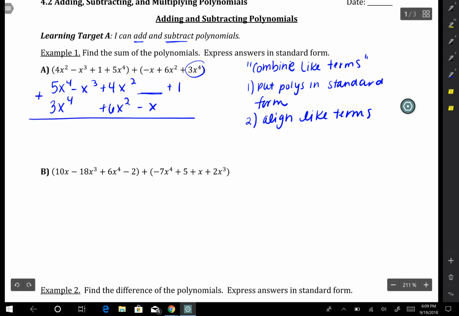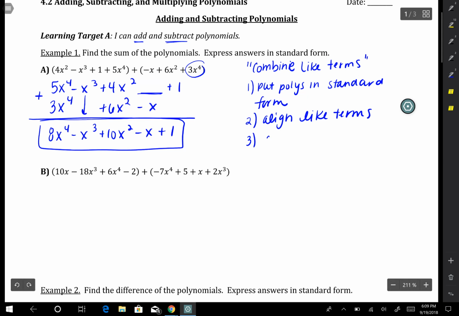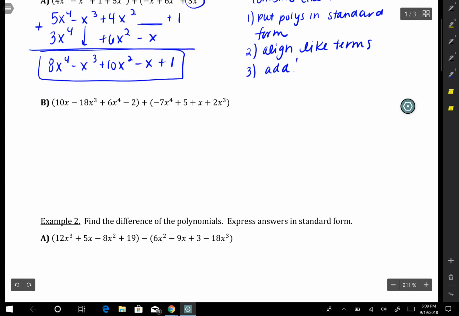So now I'm just going to add these vertically since I already aligned the like terms. So I have 5x to the fourth plus 3x to the fourth is 8x to the fourth. Then I can just bring down my negative x cubed. 4x squared plus 6x squared is 10x squared. Then I just have minus x plus 1, and that is the sum. So let me just put the last step there. We add.